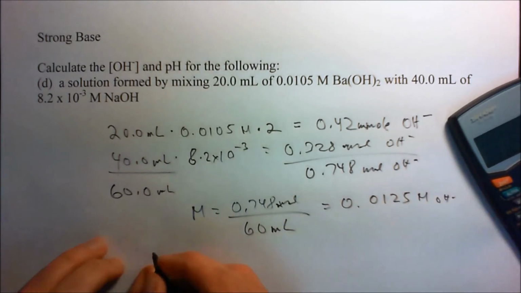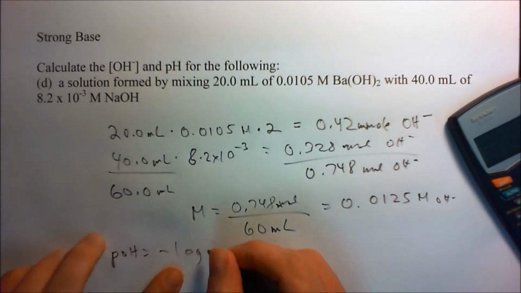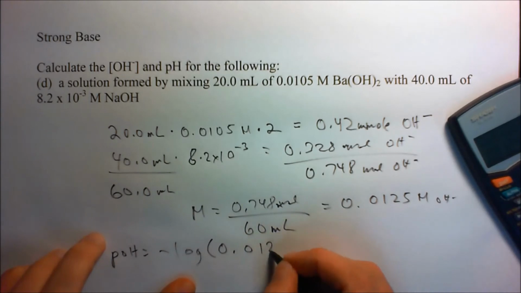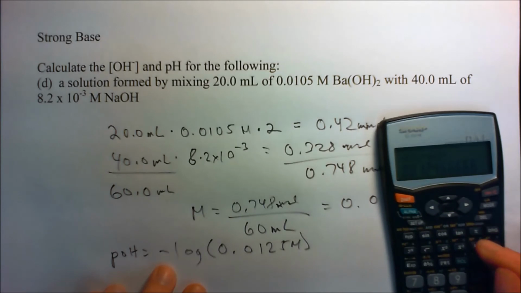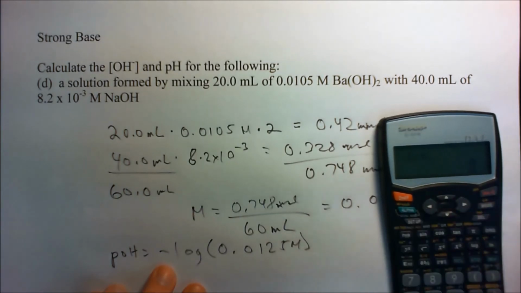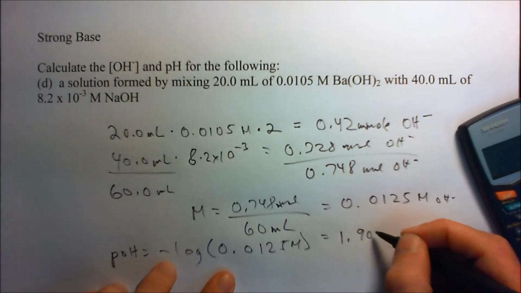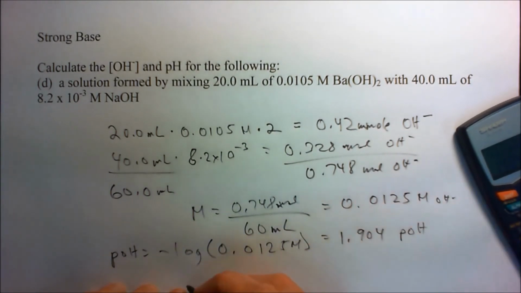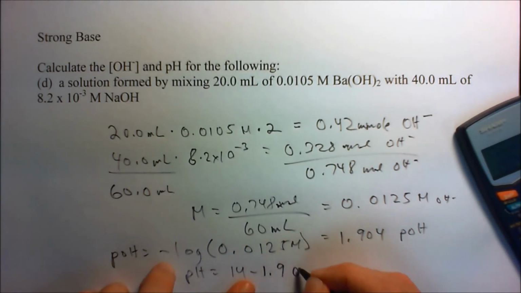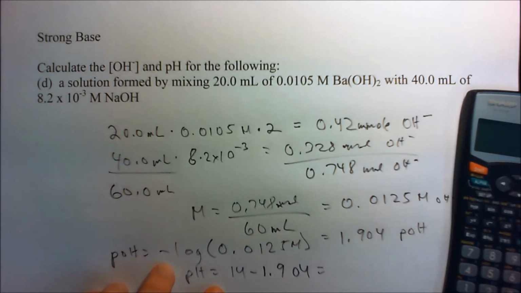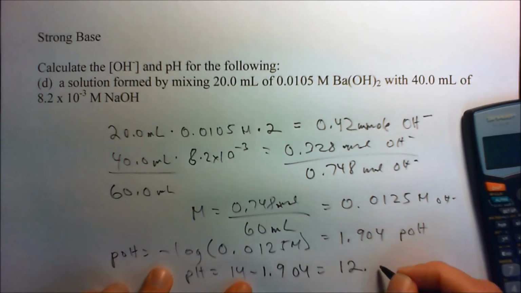And we'll get our pOH from that, which is minus the log of 0.0125 molar. We do minus log, return our answer, and we get 1.904 for pOH. Finally, the pH is equal to 14 minus that, and that gives us a final pH of 12.1.